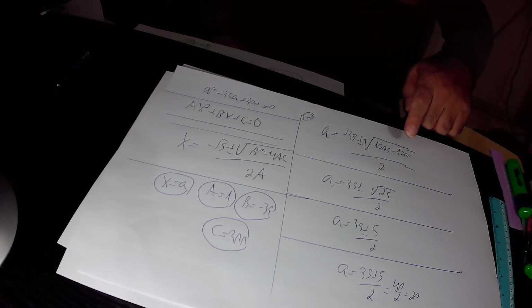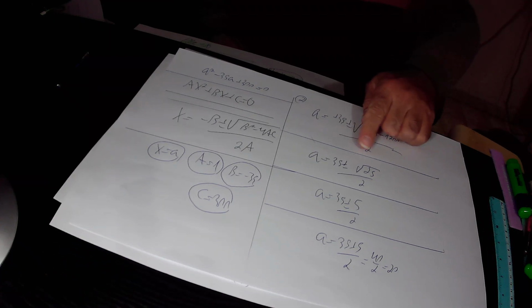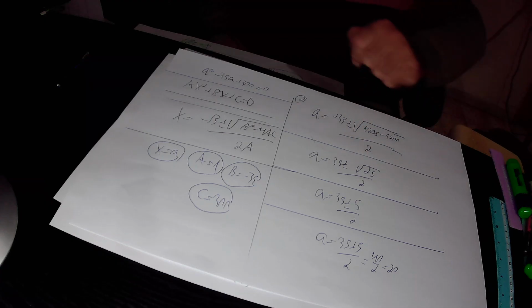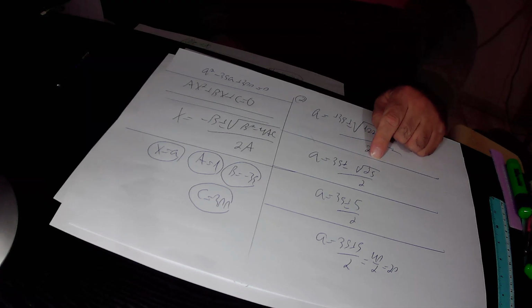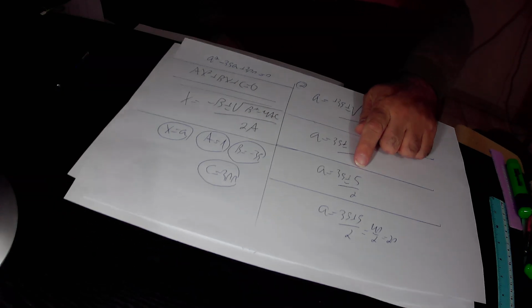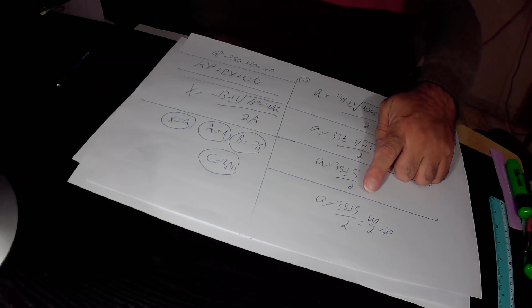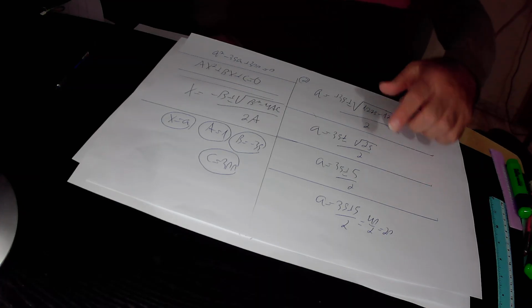1225 minus 1200 is 25, so inside the root we are left with only 25. So in total we found that a equals 35 plus minus square root of 25 over 2. The square root of 25 is 5, so a equals 35 plus minus 5 over 2. So here we have two possible solutions for a. The first solution for a is that a equals 35 plus 5 over 2. 35 plus 5 is 40, and 40 over 2 is 20.